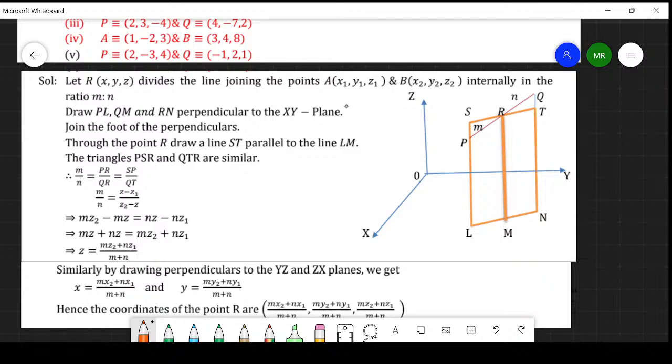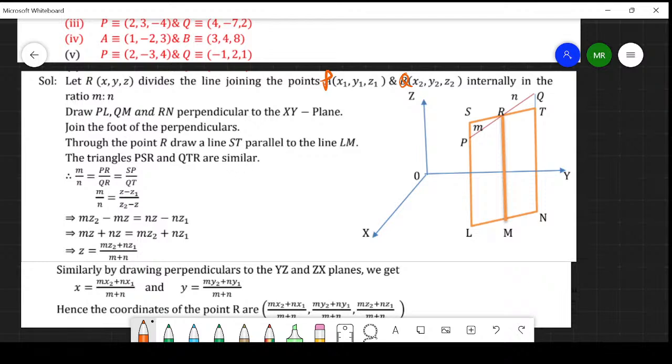Divide the line joining the points A, x1, y1, z1 and B, x2, y2, z2. Here they have written PQ instead of A and B, so you take this as point P and this as point Q. Understood? Let R, x, y, z divide the line joining P, x1, y1, z1 and Q, x2, y2, z2 internally in the ratio m is to n.